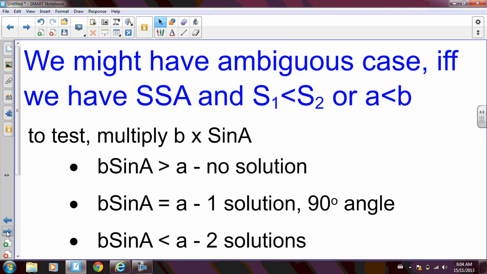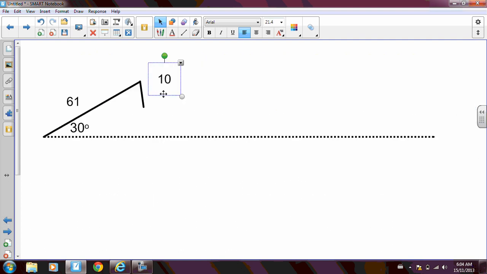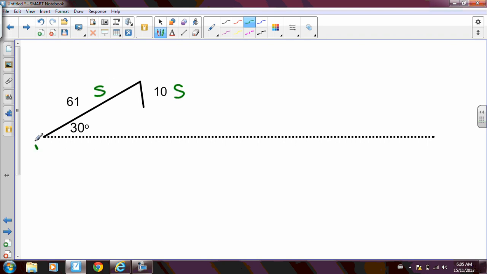So, to generalize, we might have an ambiguous case if, and this is an if and only if, the IFF, we have side-side-angle. The first thing is we have to have this pattern where I know that I have a side, another side, and the angle that follows. It has to be a side, side, angle in order. Some people sometimes refer to it the other direction because it's easy to remember, but side, side, angle is what we're looking at.